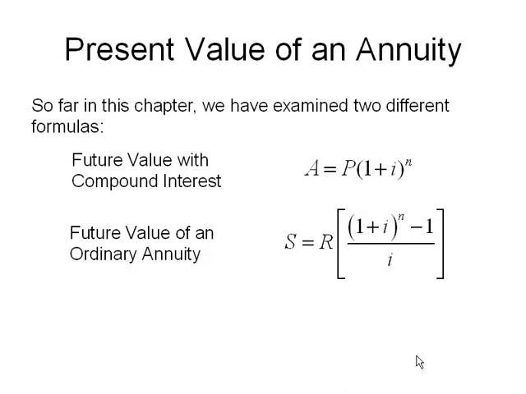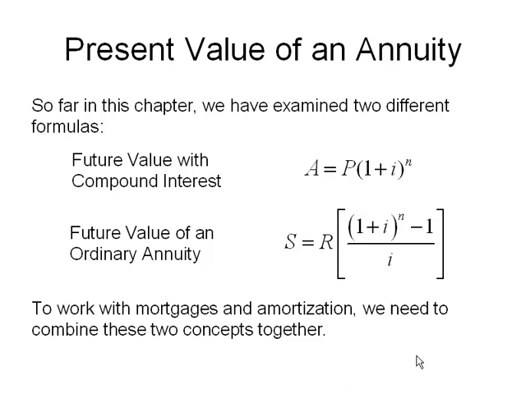And we've also looked at the future value of an ordinary annuity. That's S equals R times the quantity 1 plus I to the n minus 1 on the top of the fraction, and I on the bottom. Here, S is the future value of the annuity, R is the payments that you're making into it. To work with mortgages and amortization, we need to combine these two concepts together.